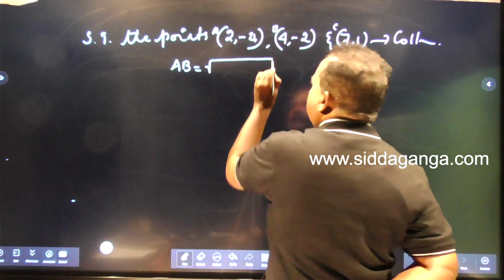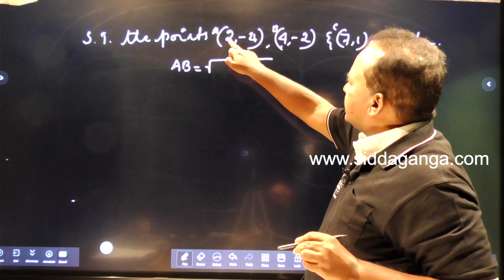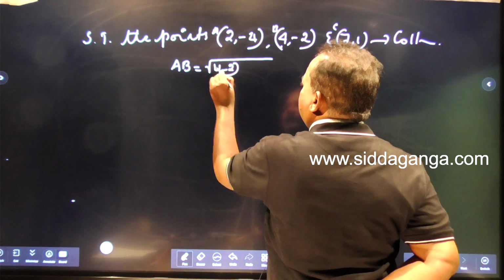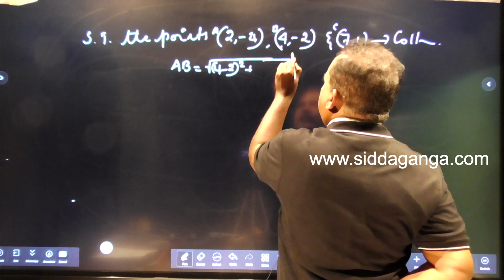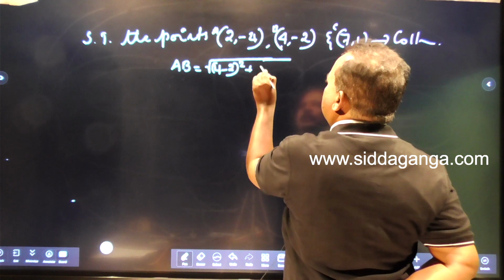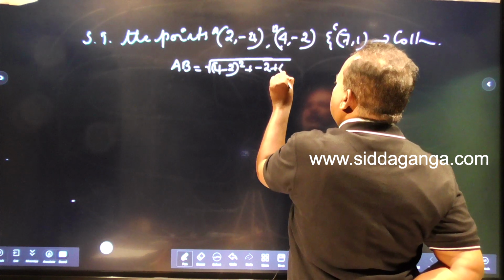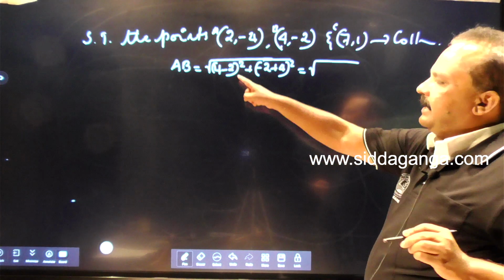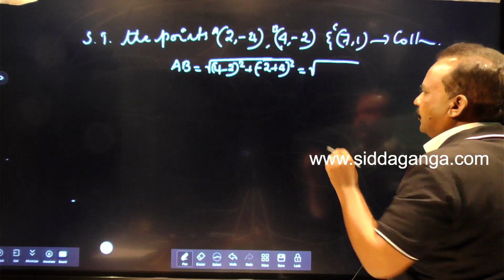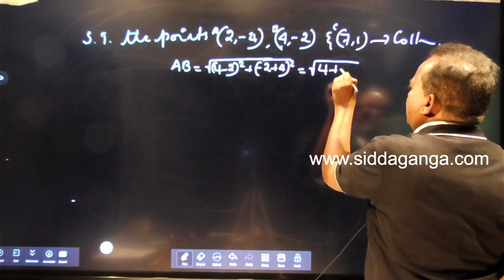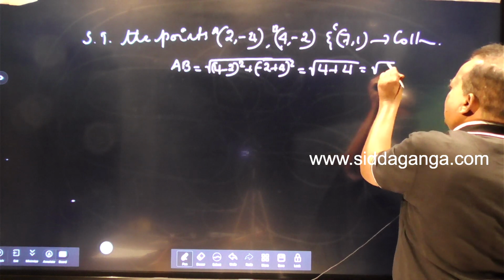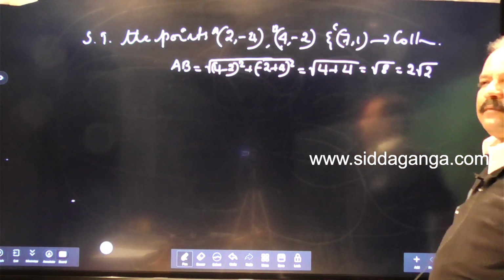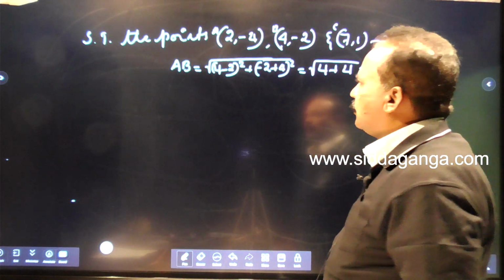Square root of x2 minus x1, that is 4 minus 2 whole square, plus y2 minus y1, minus 2 minus of minus 4 whole square. 4 minus 2 is 2. 2 square is 4. Again 2 square is 4. That gives you root 8, which is written as 2 root 2. That is 4 into 2. That can be written as 2 root 2.